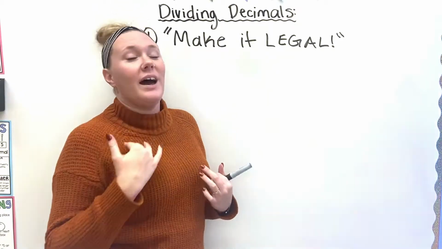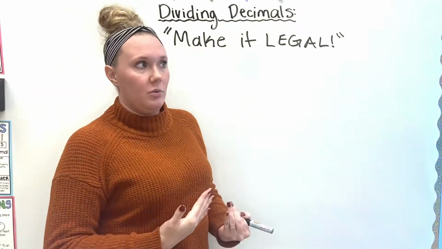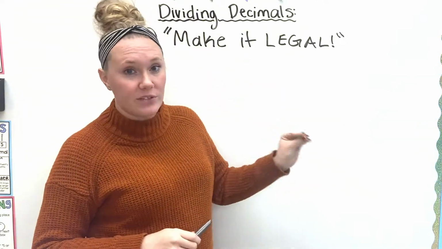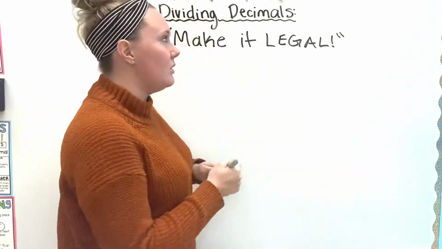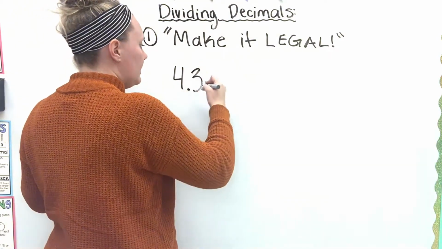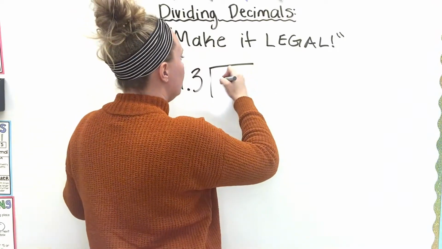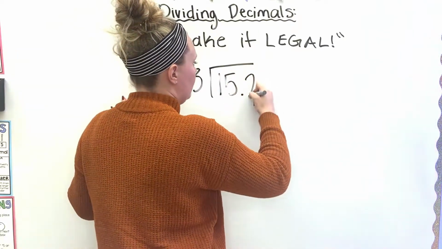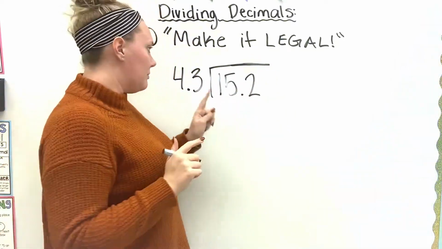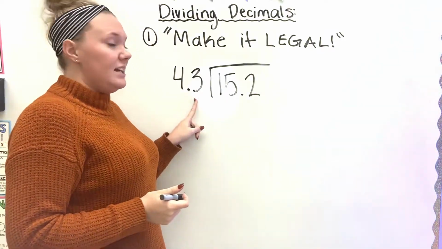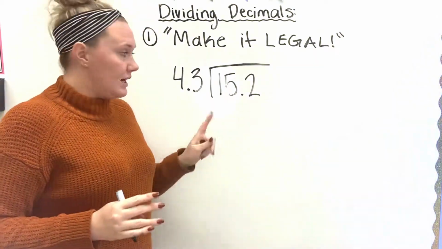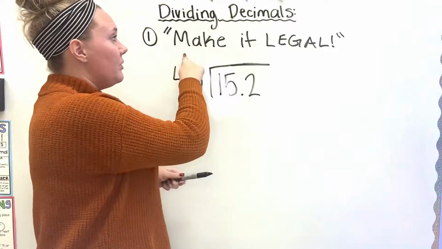So I like to say that whenever you see a decimal division problem and there is a decimal in the divisor, which means that there's a decimal outside of the house, it is illegal. So if we had a problem like 4 3/10 on the outside with 15 2/10 on the inside, this would be an illegal problem because there's a decimal outside of the house. It's illegal in Miss Simonis's world. It's illegal to have decimal points outside of the house. So first step, you have to make it legal.